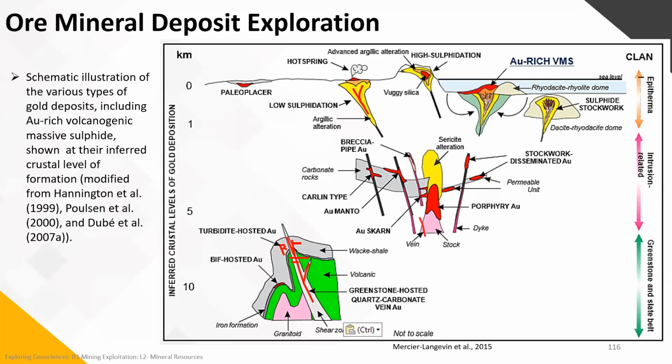This schematic illustration shows the various types of gold deposits, including gold-rich volcanic massive sulfide, shown at their inferred crustal level of formation.